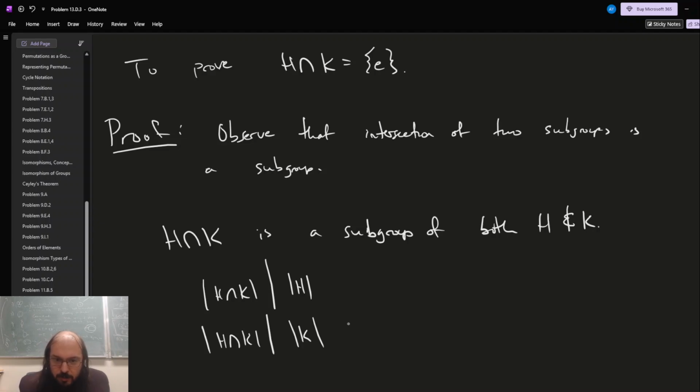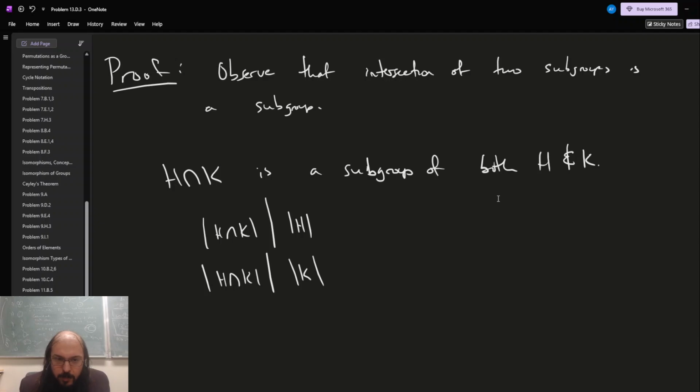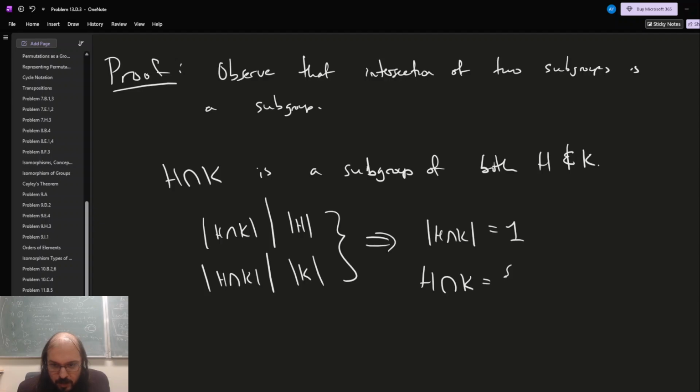But we just saw the assumption was that the greatest common divisor of M and N is 1. So the only way that this can happen is if H intersect K is a group with just one element. And the only way to be a group with one element is to consist only of the identity, because every group has to contain the identity. And so that's as small as it gets; there's not any way to be a one element group other than this, right? You'd be forced to be bigger. And so we're done.